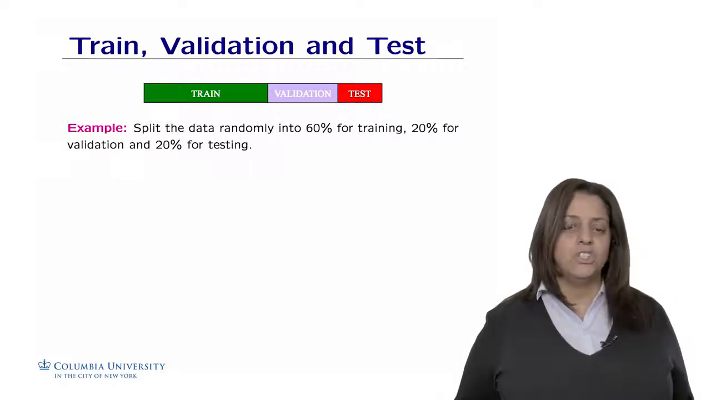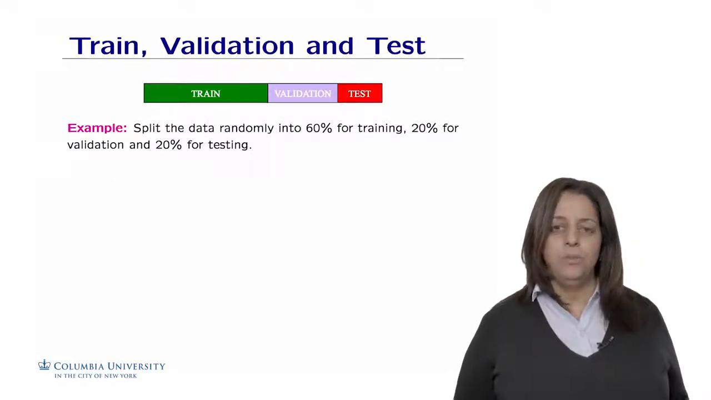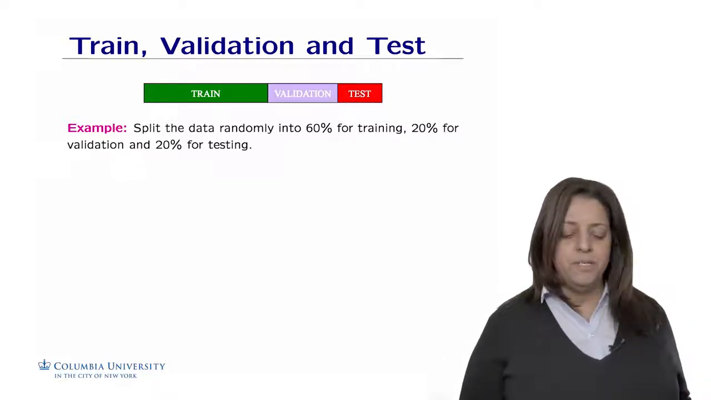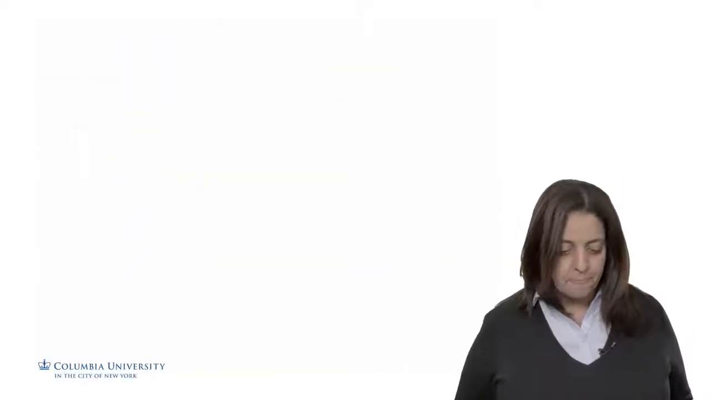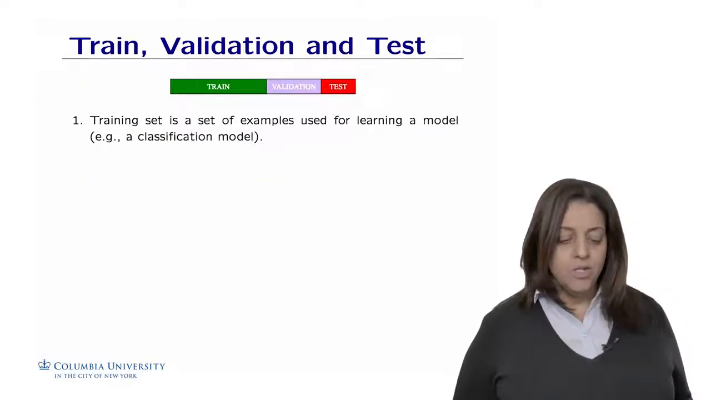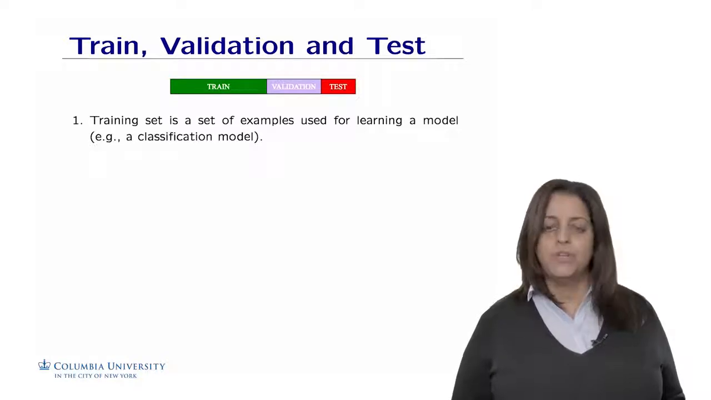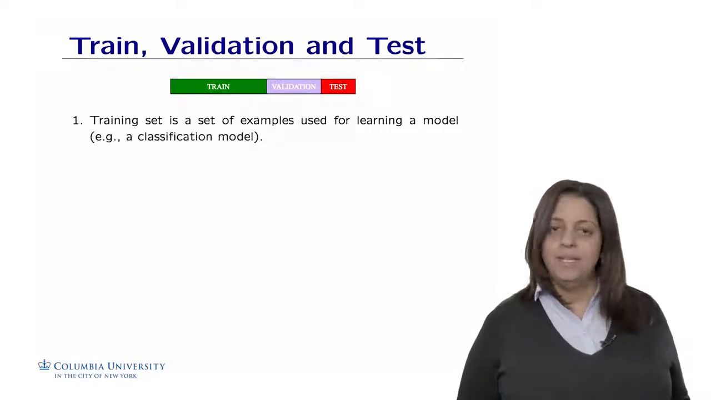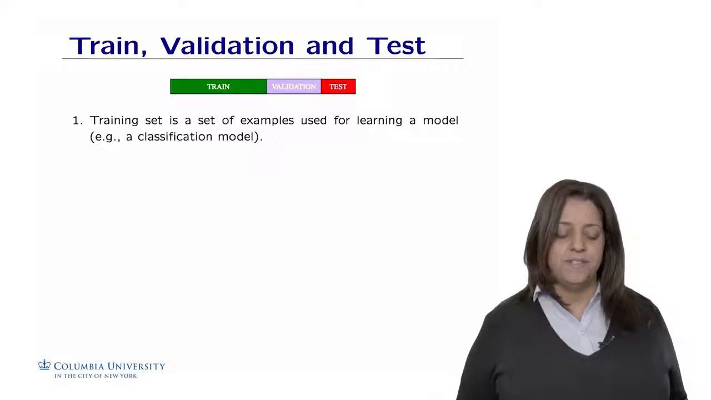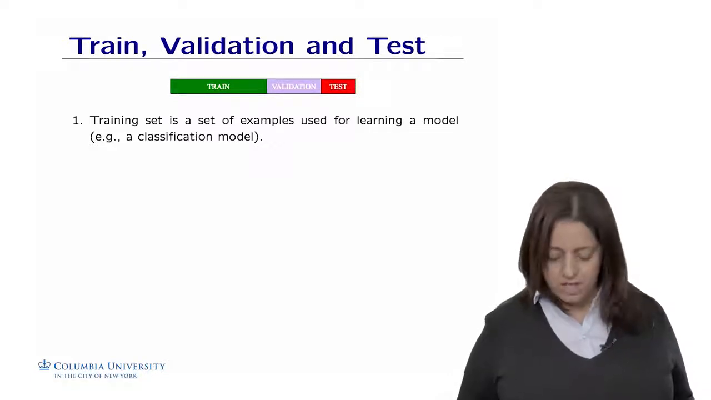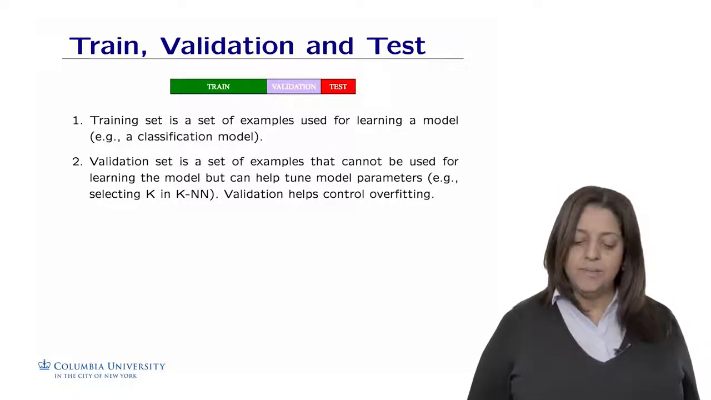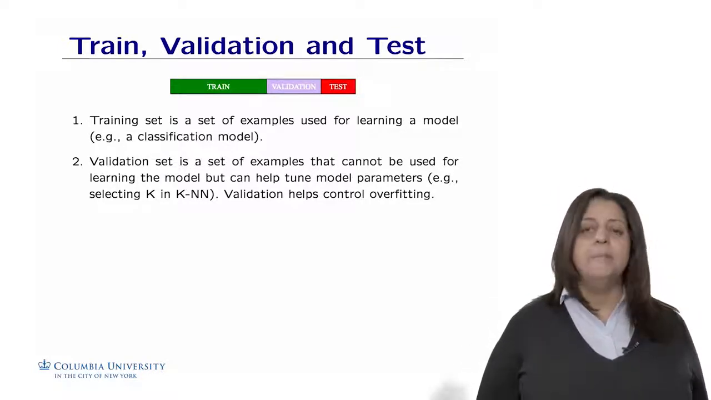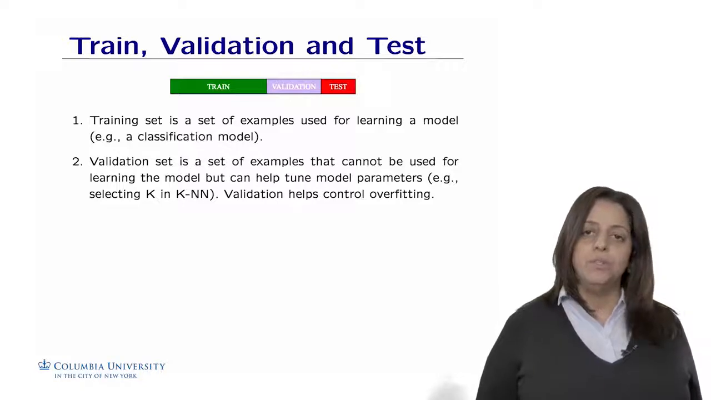The test set is just a data set that we don't touch at all. You put it in the drawer, you don't look at it, you build your model, you try to find your best parameters. Once you are final with your model, you just apply it on the test set. The first step: the training set is the set of examples used for learning the model. For example, for a classification model, you use the examples in a data set to build the function f. The validation set is a set of examples that cannot be used for learning, but that can help you tune the parameters.